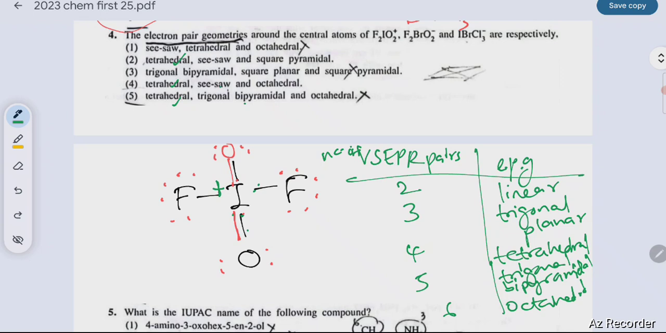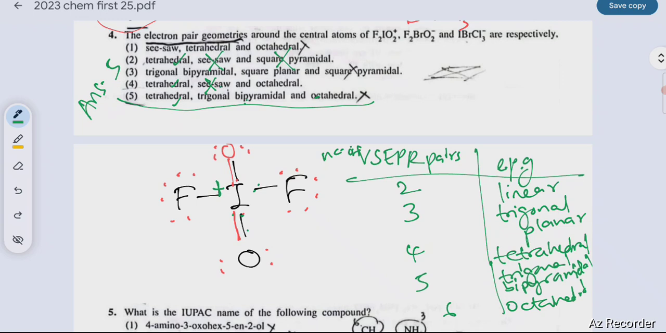Right? And now these electron pair geometries are contained in which answer? So the second contains this shape seesaw, and square pyramidal is also a shape. Here the fourth answer contains seesaw, so it is also wrong. Then the fifth answer: tetrahedral, trigonal bipyramidal, octahedral. So the answer is 5. So without even drawing the other 2 Lewis structures, you can get the answer directly by drawing only one. Right? And then you can spare your time. But in order to complete the discussion, I will draw the other 2 Lewis structures as well.